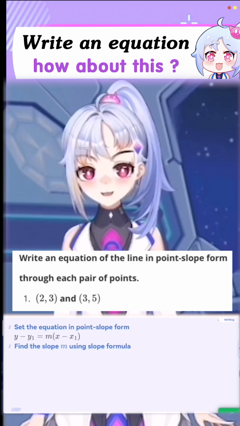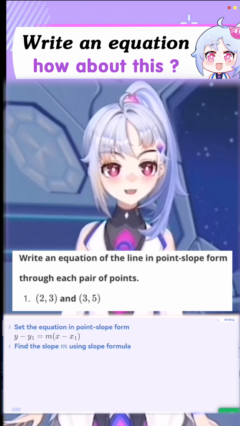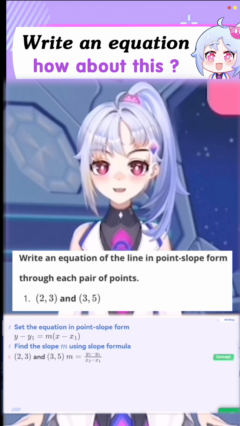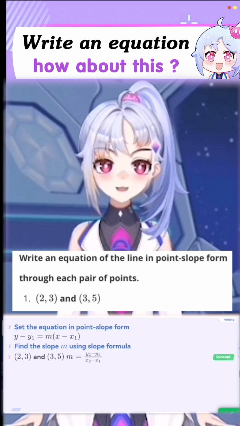To find the slope m of a line given the coordinates of 2 points on the line, we can use the slope formula. If 2 different points are on a line, the slope of the line is m is equal to (y2 minus y1) over (x2 minus x1).